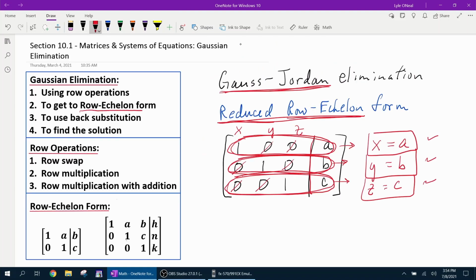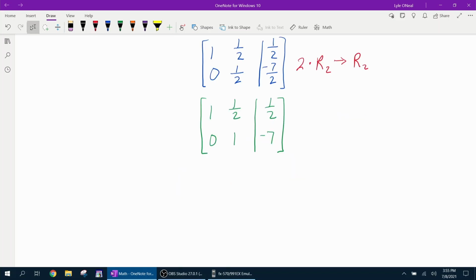Now that we're in row echelon form, I can talk about back substitution. What is that? How does it work? Well, back substitution says that you start at the bottom and you translate back into an equation. So this would be our x and our y. Notice it says no x, 1y equals negative 7. And that would be our solution for y.